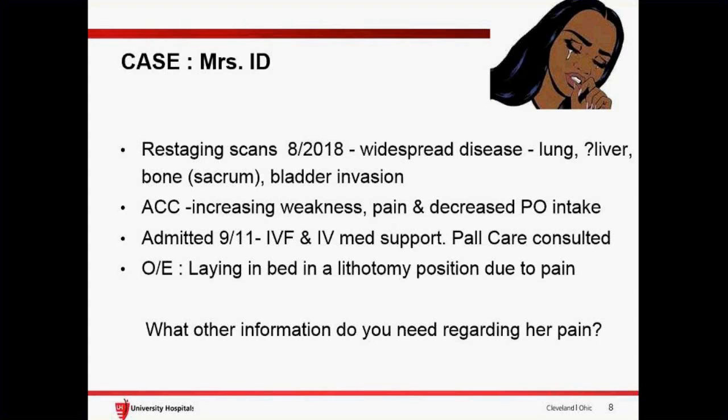Okay, yes. Quality of pain. So basically physical assessment, that will come in physical assessment of the pain. What else? Okay, yes, physical pain, yep. Anything? Anybody else?